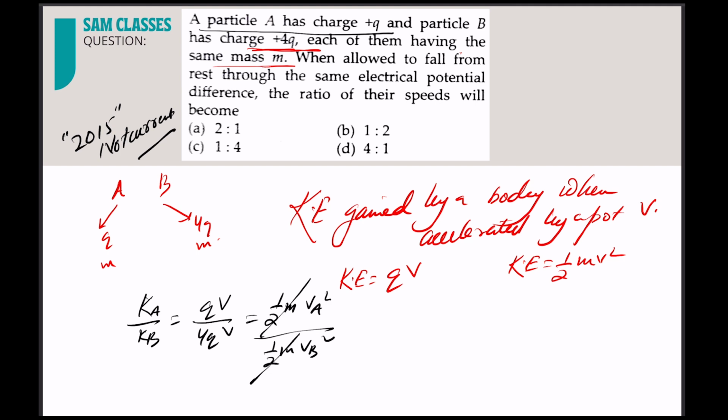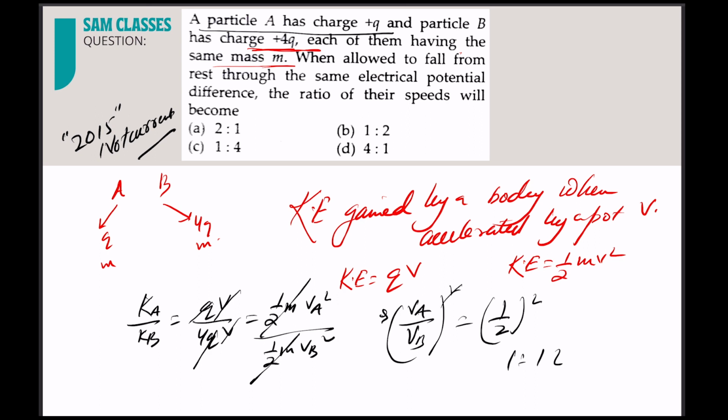So this whole thing cancels, Q and Q cancel, V and V cancel. So what we got is VA by VB is equal to 1 by 2 whole squared? No, VA by VB equals 1 by 2. So the ratio is 1 is to 2. Clear? So the ratio is 1 is to 2. Very simple. Here you just needed to know this concept. You have to know it because we used it in the first chapter, we'll be using it in the consequent chapters, and modern physics will use it a lot.